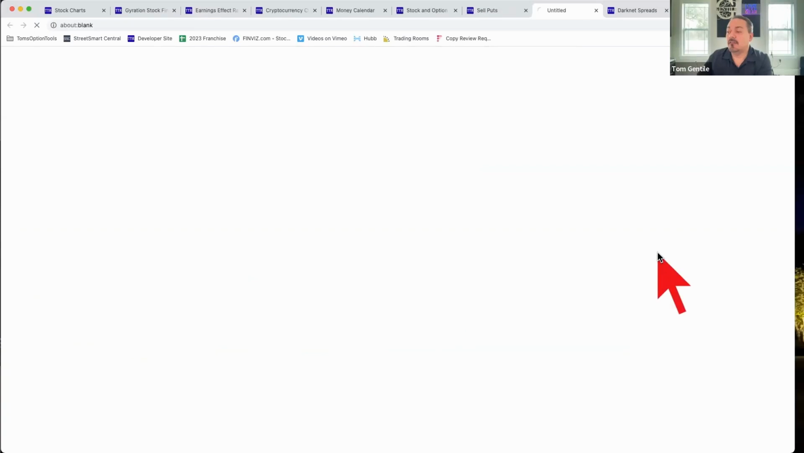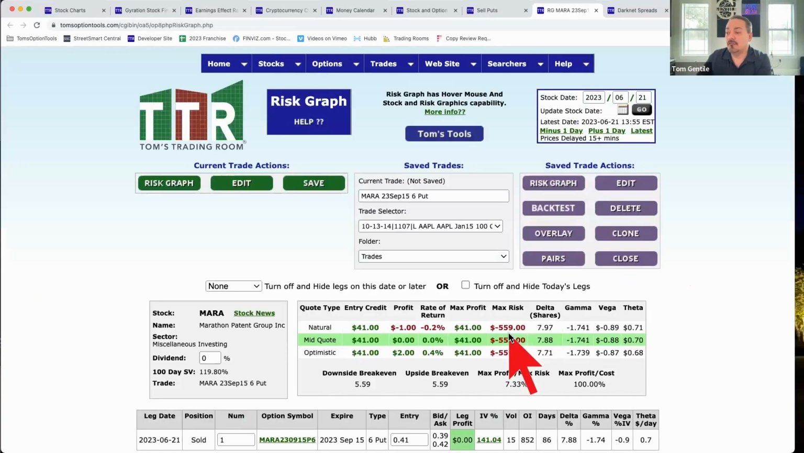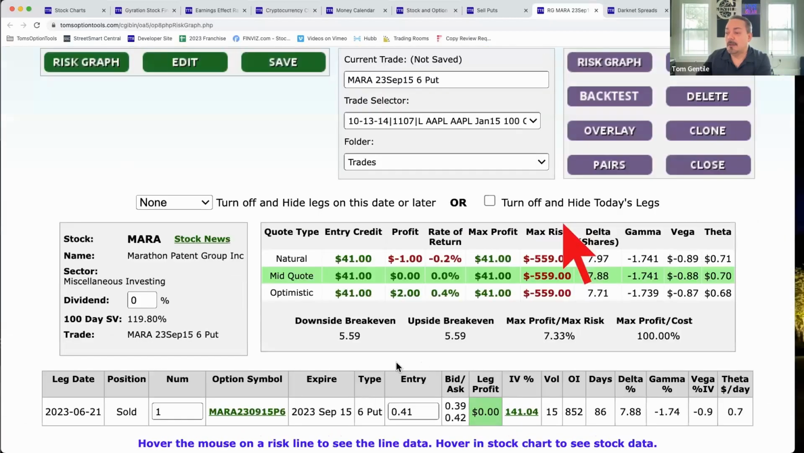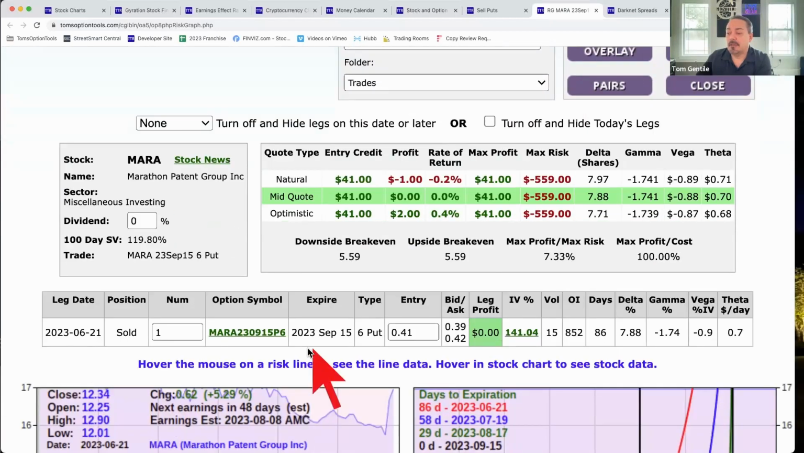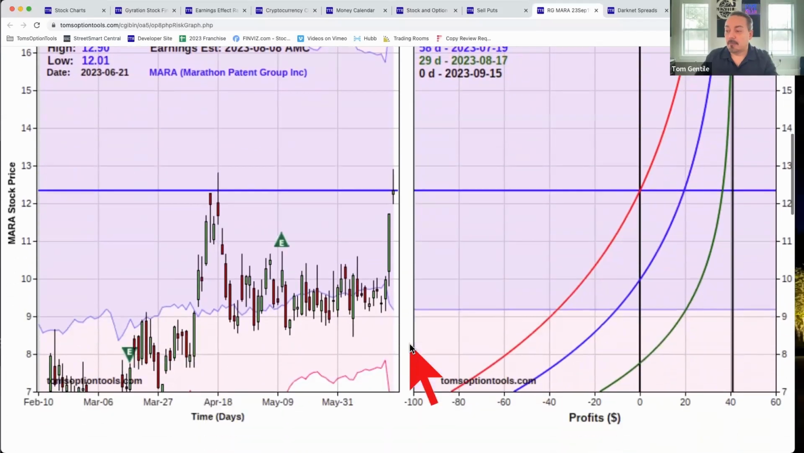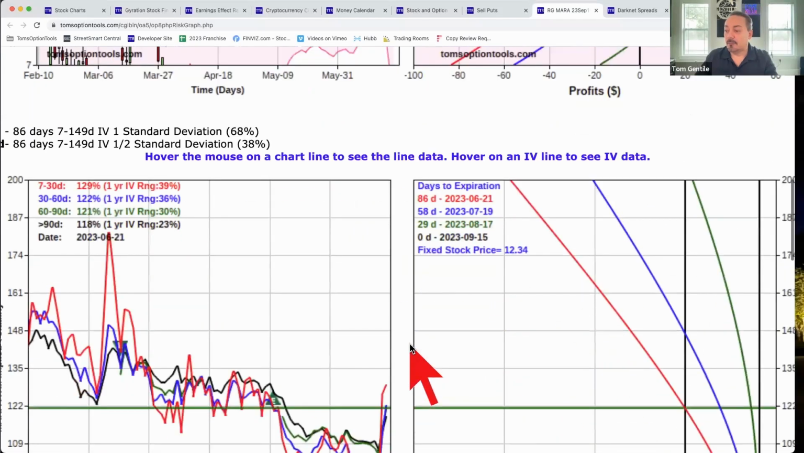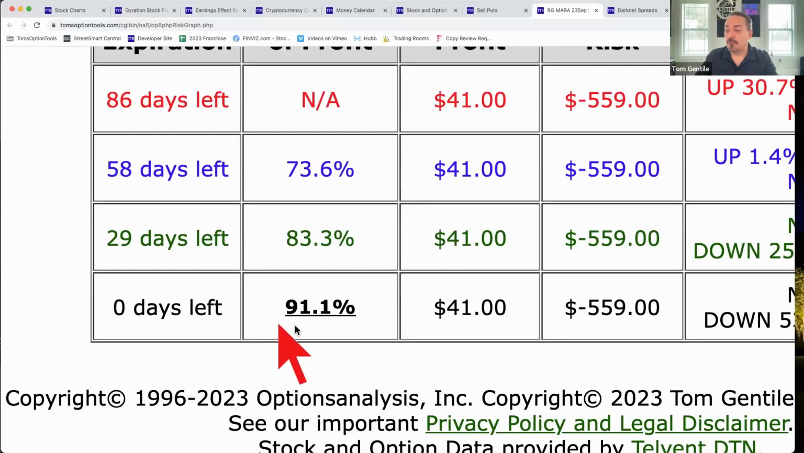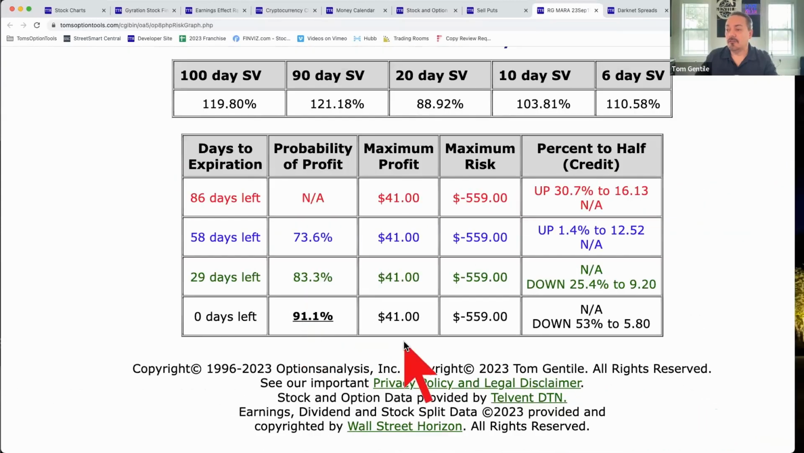So if I click on this, we'll get a little more detail. I'm pretty sure it's a 7.33% return on your investment on a company where the stock's trading at 12. You have the obligation to buy it at 50% off, and you're going to get 41 cents mid price to do so. What kind of probability expectations are we looking at on this particular trade? This is one I might put on: 91.1% to sell the $6 puts.